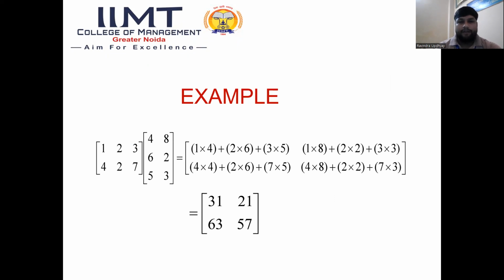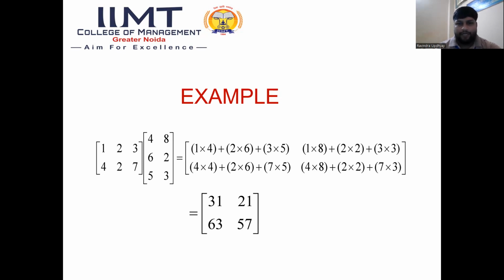We are clarifying this with an example. We have taken two matrices. The first is 1, 2, 3, and 4, 2, 7. The second matrix is 4, 8, 6, 2, 5, 3. We want to multiply them. That means we will take the first row of the first matrix and the first column of the second matrix, and we multiply corresponding elements to get the first number of the product matrix.